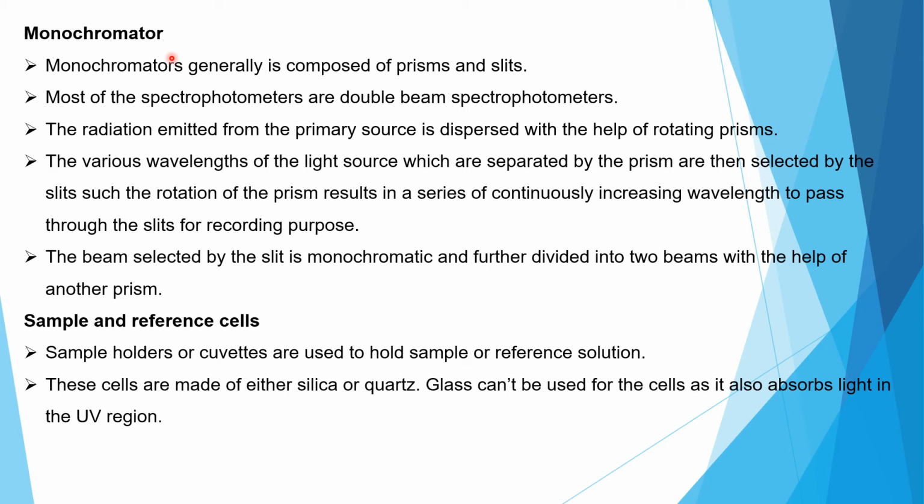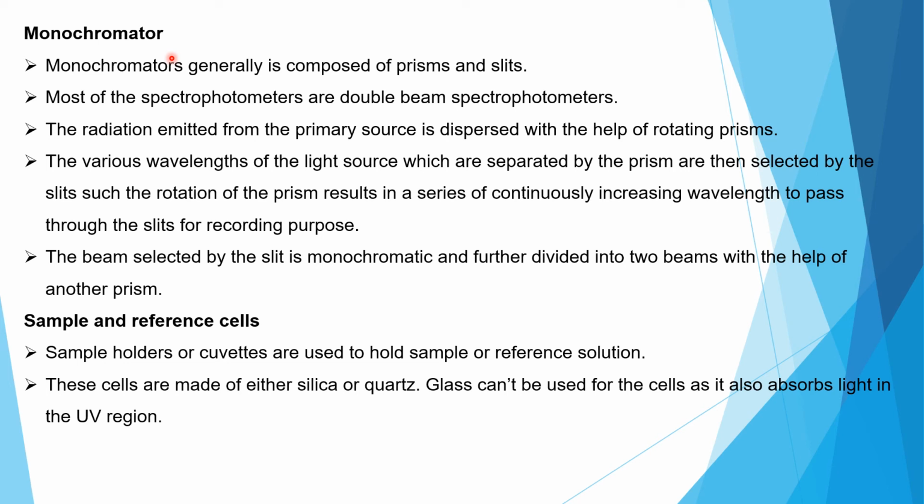And then we have our sample cell or sample holder or reference cell. The function of this sample cell or sample holder is to hold the sample or the reference solution. They are constructed of a transparent material which does not absorb radiations in the UV or visible region. Here we have to select a sample holder which should not absorb radiations from the UV and visible region. Otherwise we will not get the correct result.